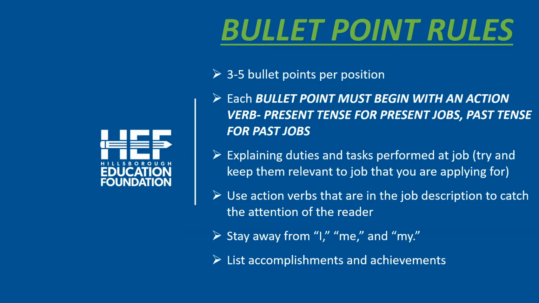Make sure the bullet points begin with an action verb. Use present tense for present jobs. So if you're currently employed and you're applying for a new position, make sure you do that. And then past tense for any type of past jobs that you've held. You want to make sure that you try to explain the duties and the tasks that you performed at that job, and try to keep them relevant to the job that you're applying for.